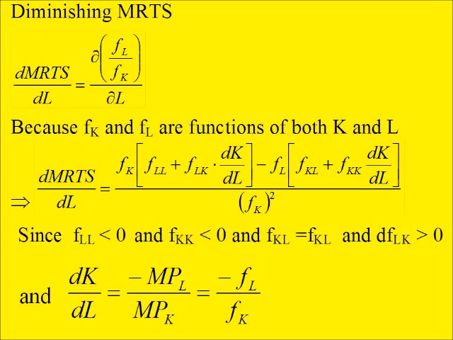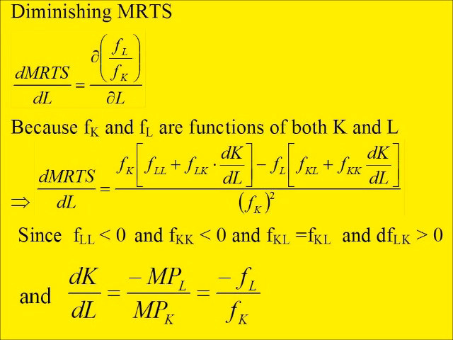So we can see below, we'll get the following. Since the marginal rate of technical substitution is a fraction, we have to apply the quotient rule. And since both the marginal product of labor and capital are functions of both capital and labor, we'll also have to apply the chain rule within. So, using the quotient rule in the numerator, I get f_K times the derivative of f_L with respect to L. Now, L affects f_L both directly, that's f_LL, and indirectly through K, and that's why we have the second part. I have f_LK multiplied by dK/dL.